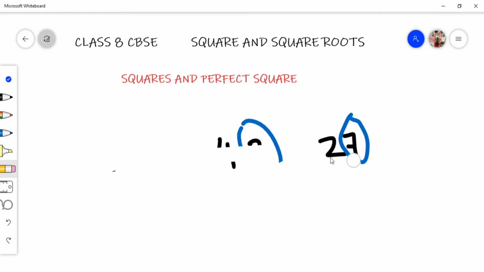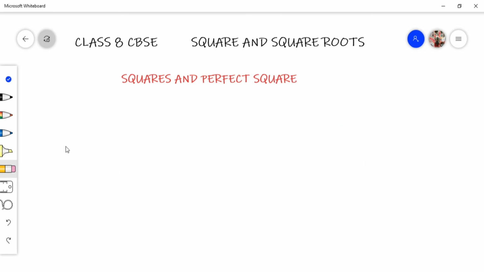you should check. It may be a perfect square, or it may not be a perfect square. So for that you should check. Our next property is, if a number has 1 or 9 at its units place, then its perfect square ends with 1. For example, you can take 31.